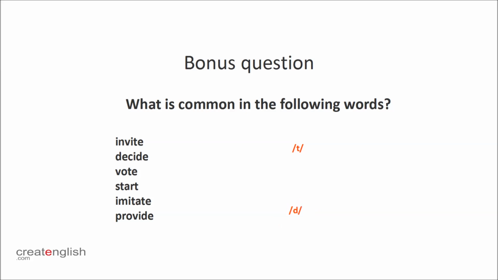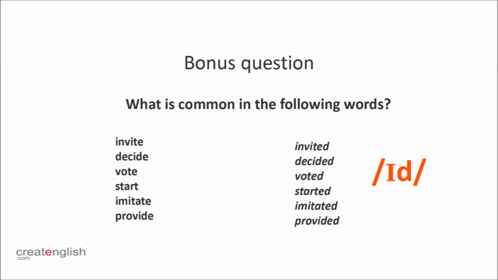And I'm sure you've already realized that these are the words that will go in the third box. Yes, words that end in t or d before we make their past form will go in the third box and will be pronounced with id at the end. Invited, decided, voted, started, imitated, provided.